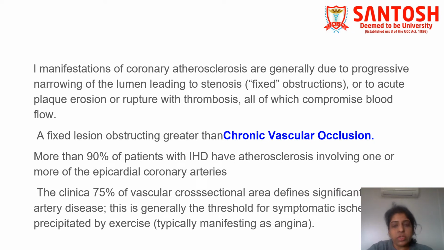The manifestations of coronary atherosclerosis are generally due to progressive narrowing of the lumen leading to stenosis or fixed obstructions, or to acute plaque erosion or rupture with thrombosis, all of which compromise blood flow. A fixed lesion obstructing greater than 75% of the vascular cross-sectional area is known as a chronic vascular occlusion and defines significant arterial disease. More than 90% of patients with IHD have atherosclerosis involving one or more of the epicardial coronary arteries. This is generally the threshold for symptomatic ischemia, which is precipitated by exercise, typically manifesting as angina.